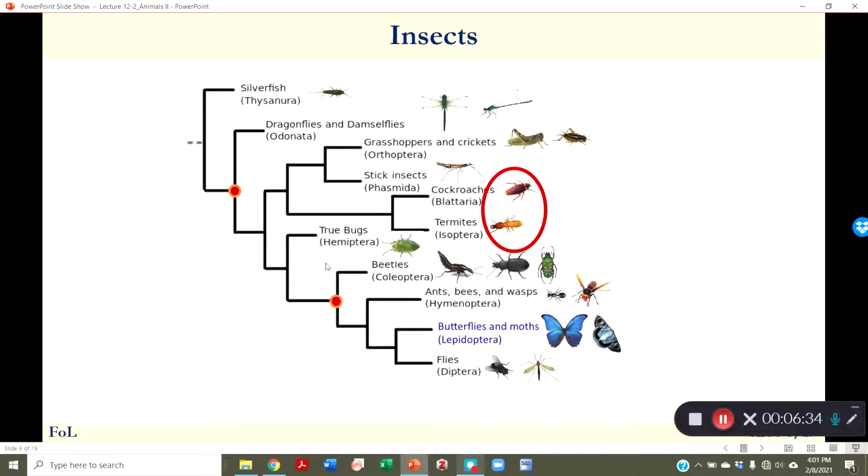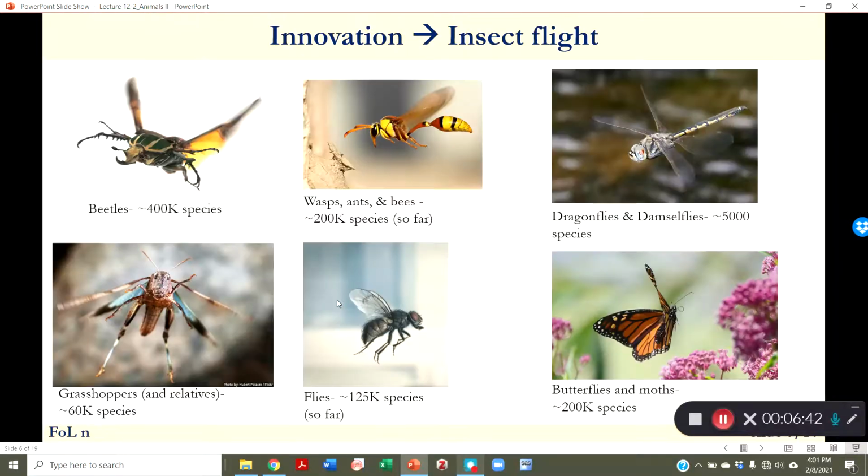And then the other innovation that we'll talk about is right here, and that is complete metamorphosis, which I'll talk to you about in a moment. So let's start with flight. Insect flight is a big part of the reason that we have successful diversification of insects. And within these groups, there's a lot of species.